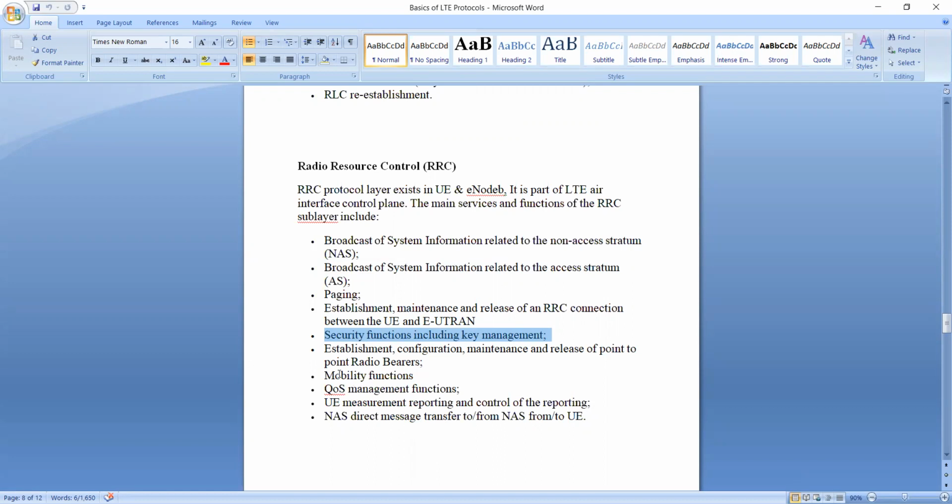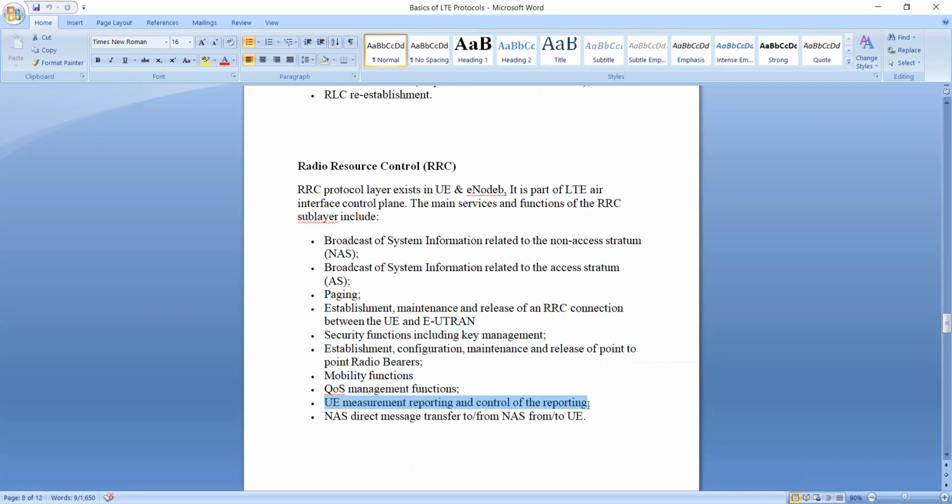So it is responsible for mobility functions. And you can write this point: mobility functions, UE measurement, reporting, and control of reporting. What are the measurement reports that will be sent by UE? It will be sent through RRC only.